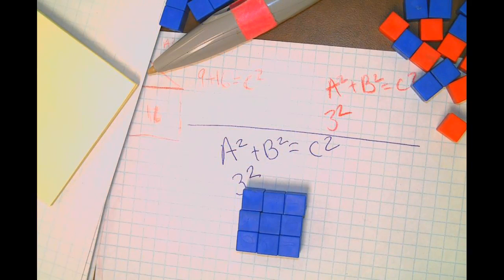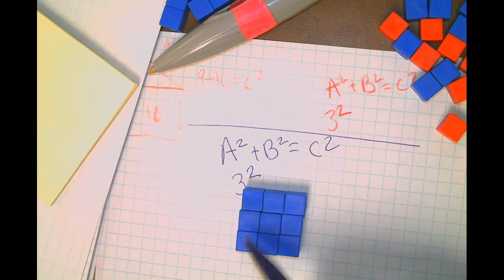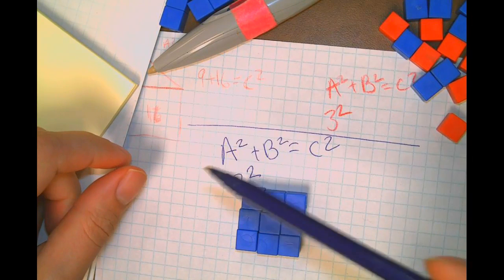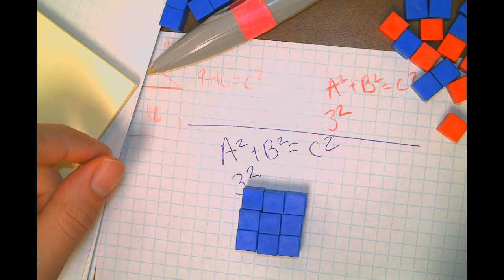Do you see how we turn this into a square? 1, 2, 3, 1, 2, 3, 1, 2, 3, 1, 2, 3. That is actually why it's called a square, because you're making squares out of numbers. And the square of 3 is 1, 2, 3, 4, 5, 6, 7, 8, 9.